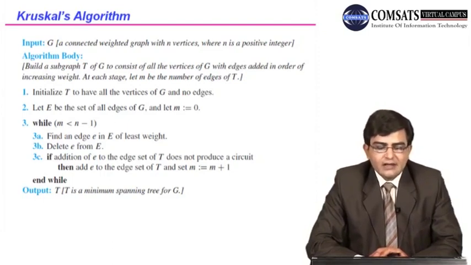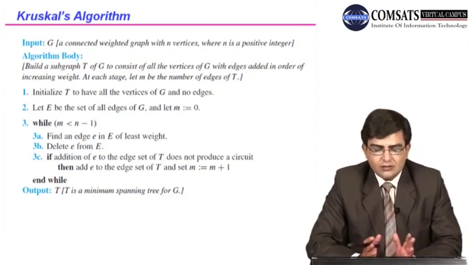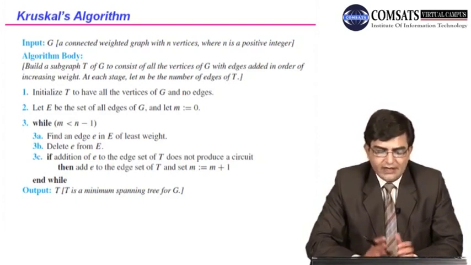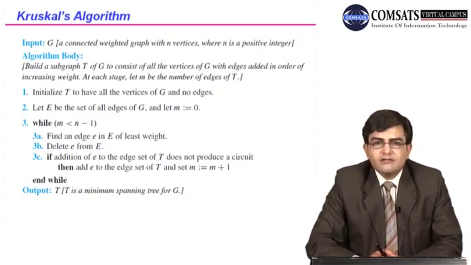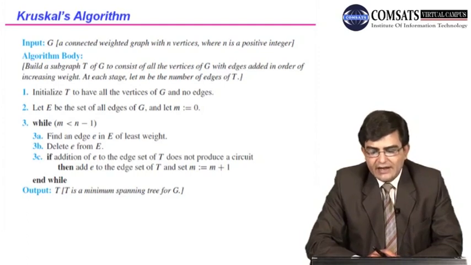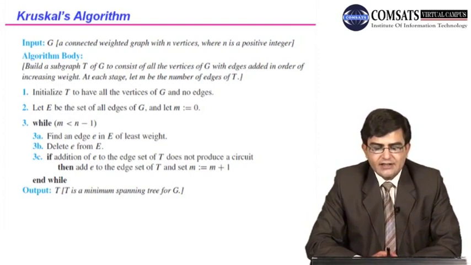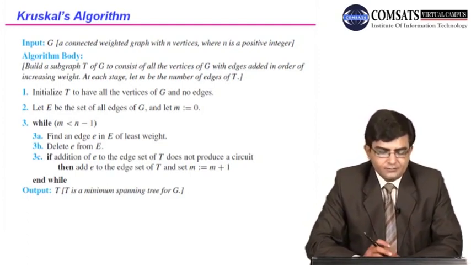The input of this algorithm is basically G, a connected weighted graph with n vertices, where n is a positive integer. And we have to build a subgraph T, which will be our minimum spanning tree of G, which consists of all the vertices of G with edges added in order of increasing weight. At each stage, let m be the number of edges of T.